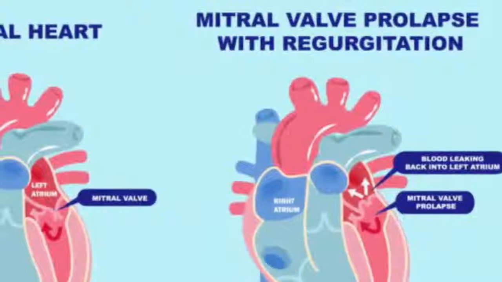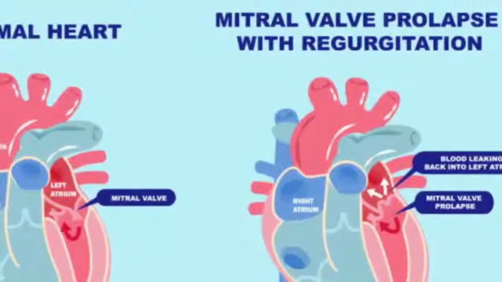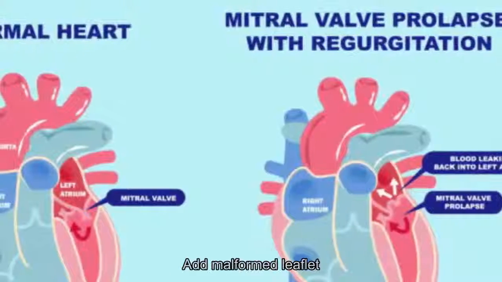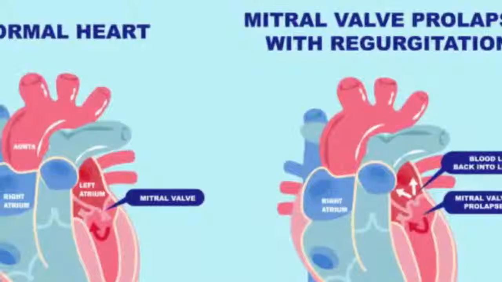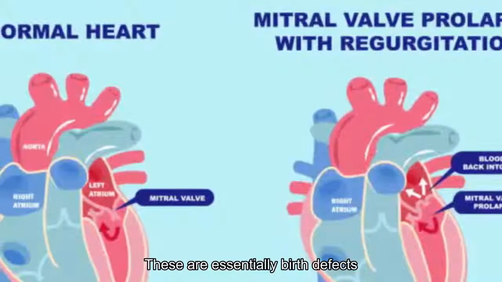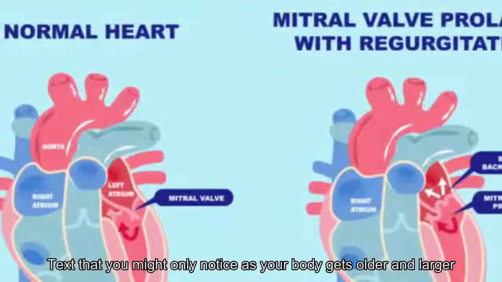In most cases, congenital valve disease affects the aortic or pulmonic valves. They could be the wrong size, have malformed leaflets, and have leaflets that don't attach properly. Again, these are essentially birth defects that you might only notice as your body gets older and larger.